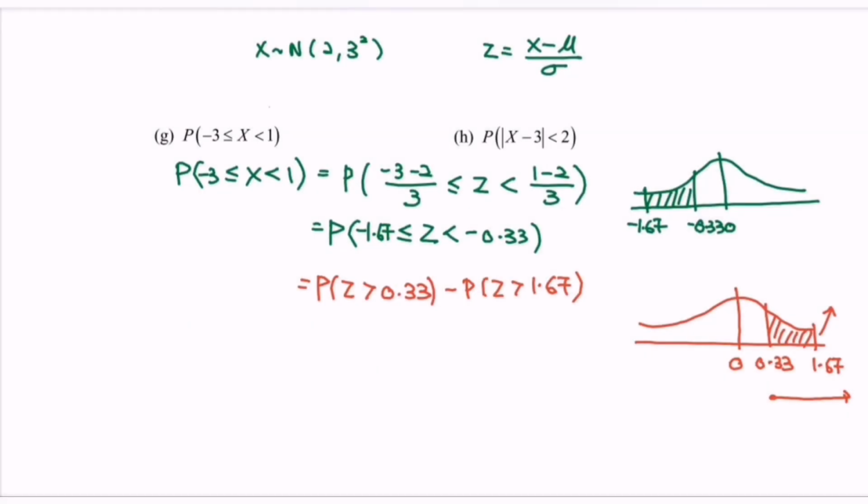So kindly substitute the values. For z greater than 0.33, we have 0.3707, minus, for z greater than 1.67, the value 0.0475. Simplify the situation. The probability that x is greater than or equal to -3 and less than 1 will be 0.3232.